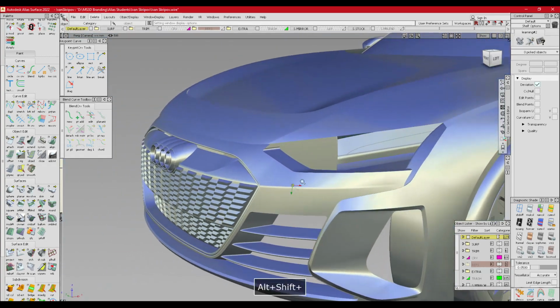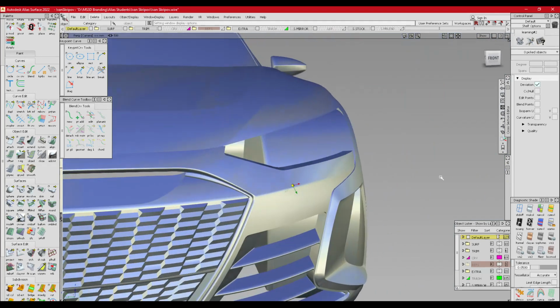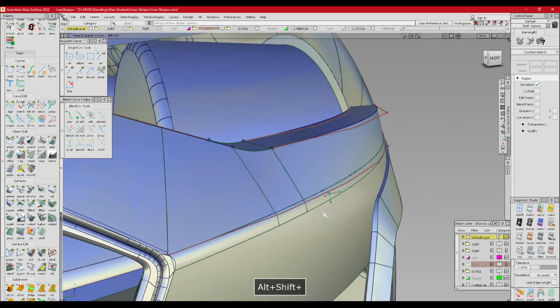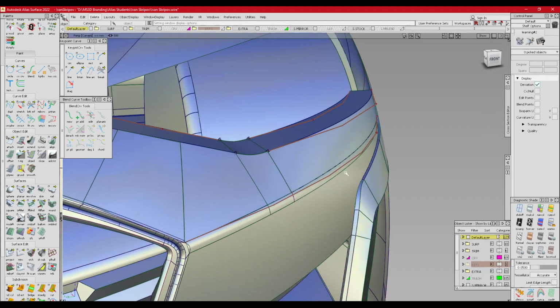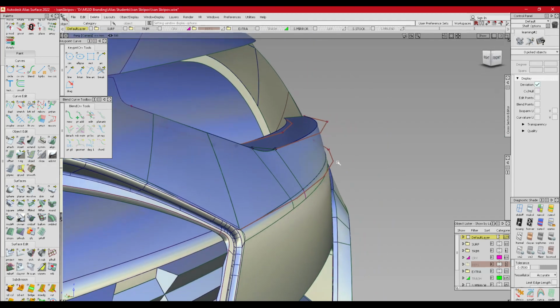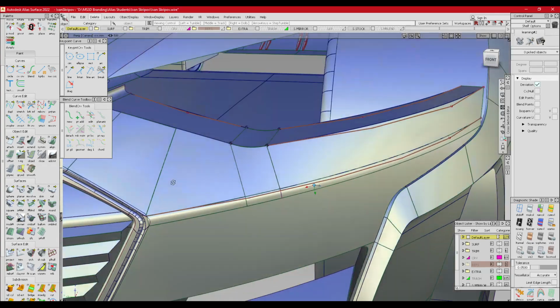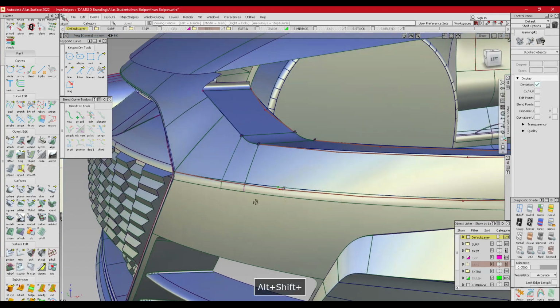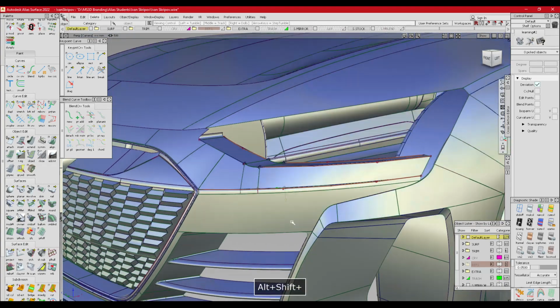Now we just completed this one, and I told you, if you wish to have a much smoother surface, you have to take care about the CVs and the number of CVs of curves, because it results in changing the direction of the flow of the surface. So now it's all clear.